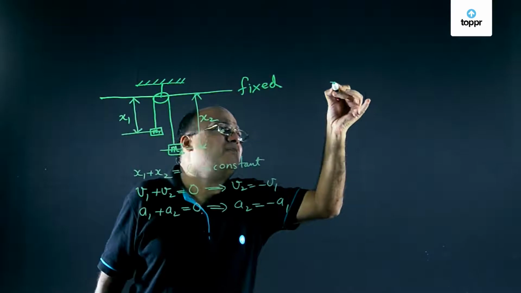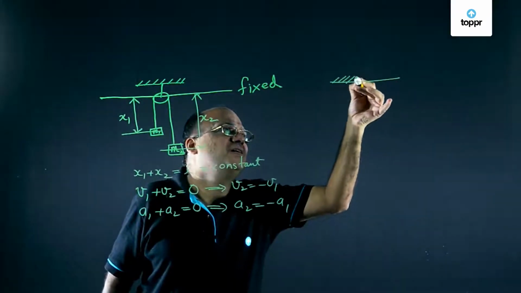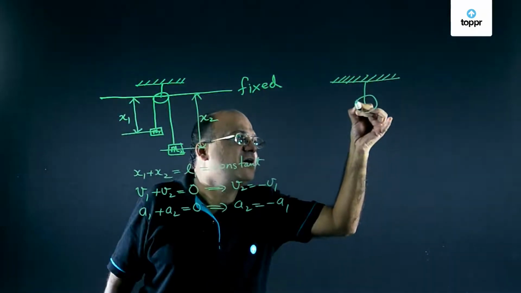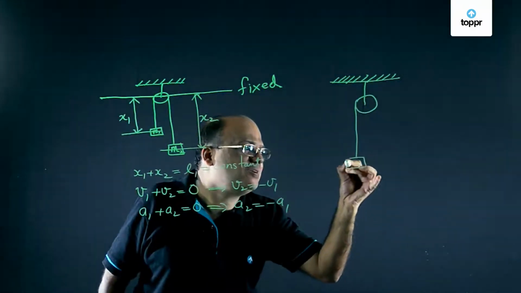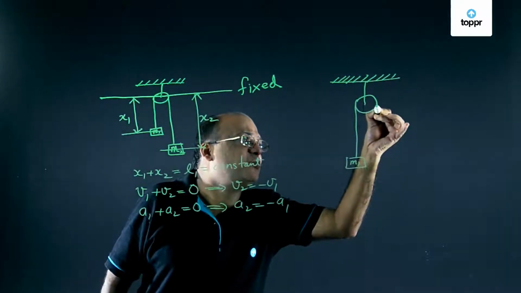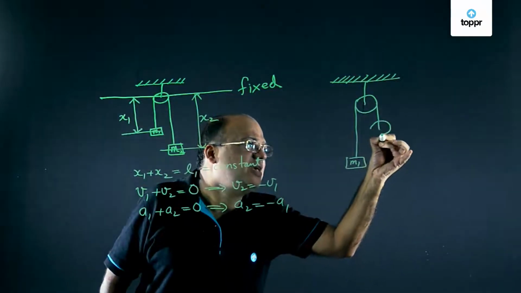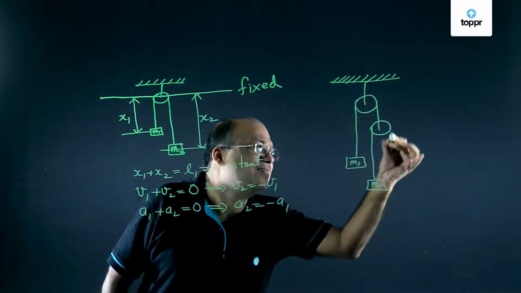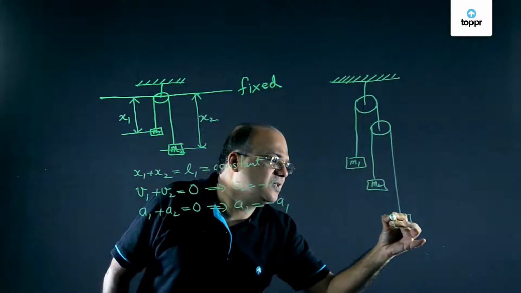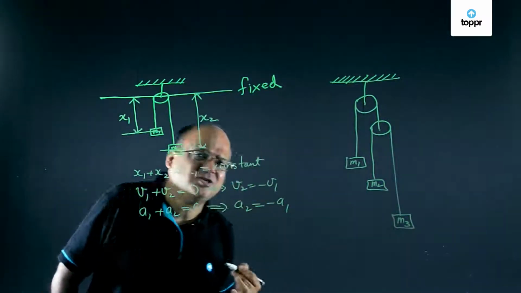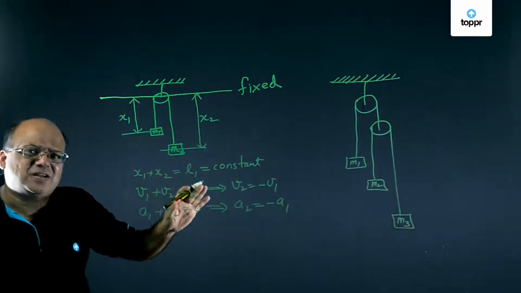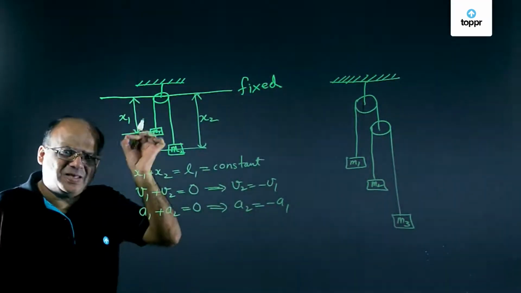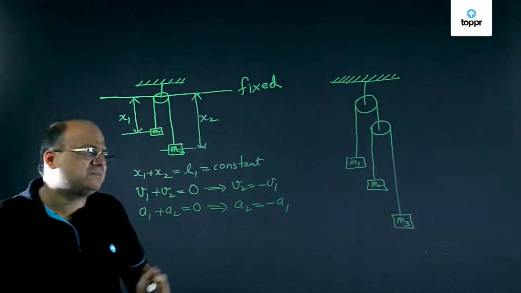Let's consider a slightly more difficult case. We have got one pulley here. A mass M1 is hanging here. Another pulley is hanging from this pulley. And here is M2 and here is M3. We want to get a relationship relating the acceleration of M1, M2 and M3. Again we follow the same steps.